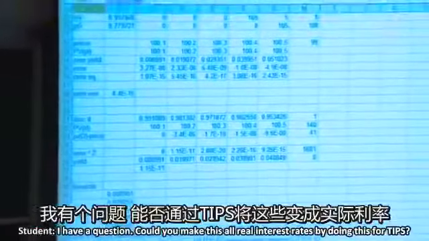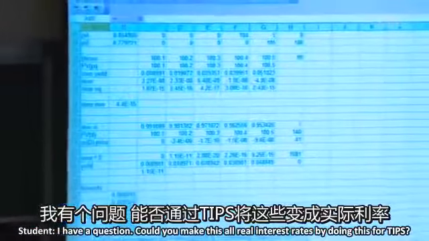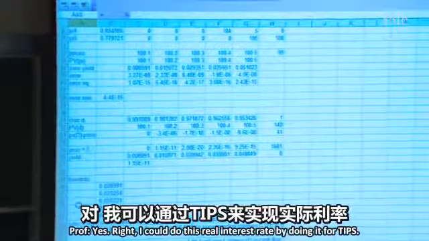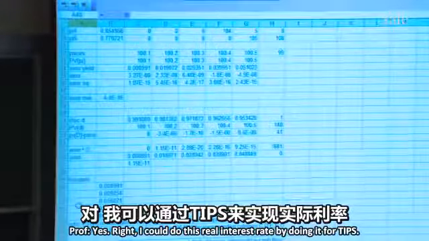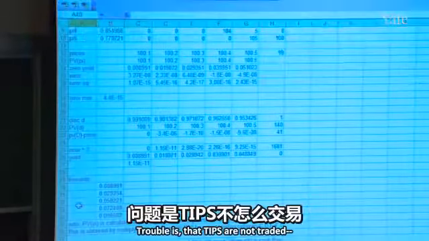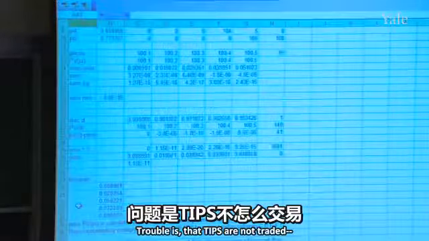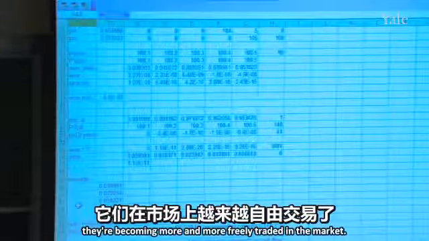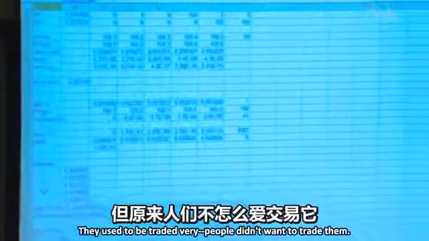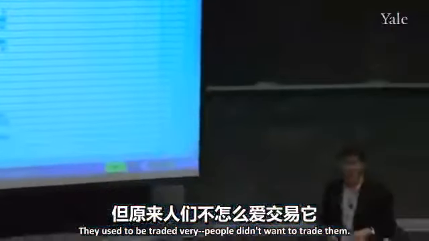Yeah. I have a question. Sure. Could you make this all real interest rates by doing this for TIPS? Yes. Right. I could do this for real interest rates by doing it for TIPS. Fisher would say do that. Trouble is that TIPS are not traded as, they're becoming more and more freely traded in the market. They used to be traded very, people didn't want to trade them.